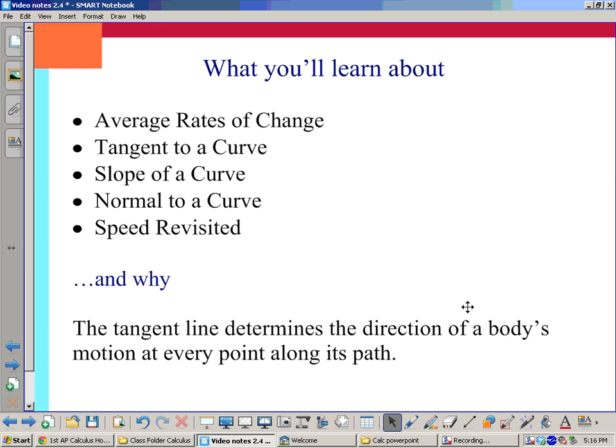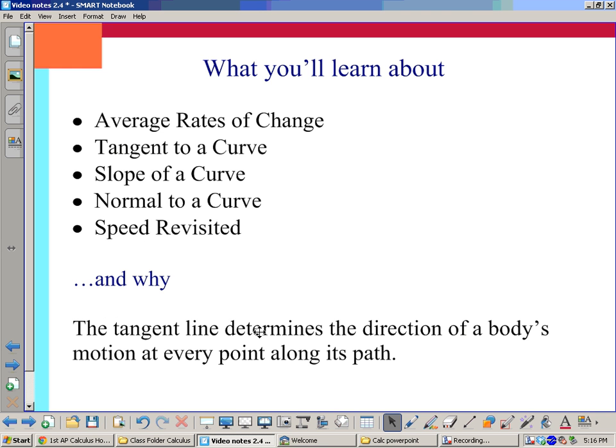Good afternoon, class. Today we're going to be talking about average rates of change, what a tangent to a curve is, and the slope of a curve, how to define that. We know how to find slopes of lines by just finding the change in y over the change in x. Well, today we're going to define how to find a slope of a curve. We're also going to define the normal to a curve, which is related to the slope of a curve. And then we'll talk about speed.